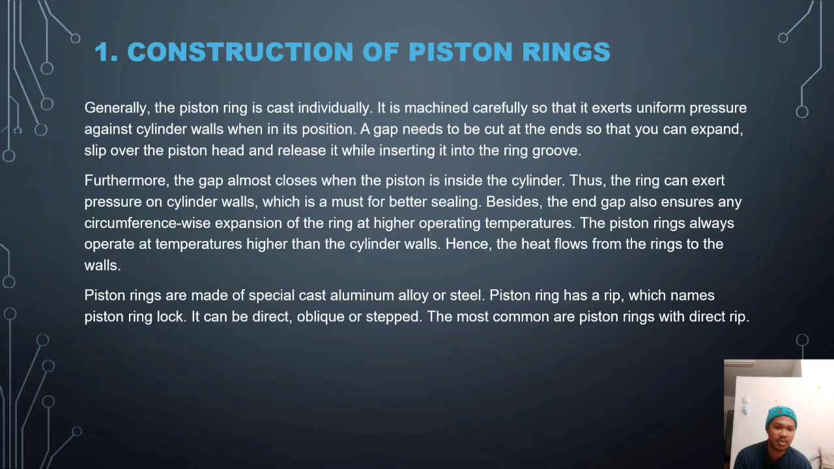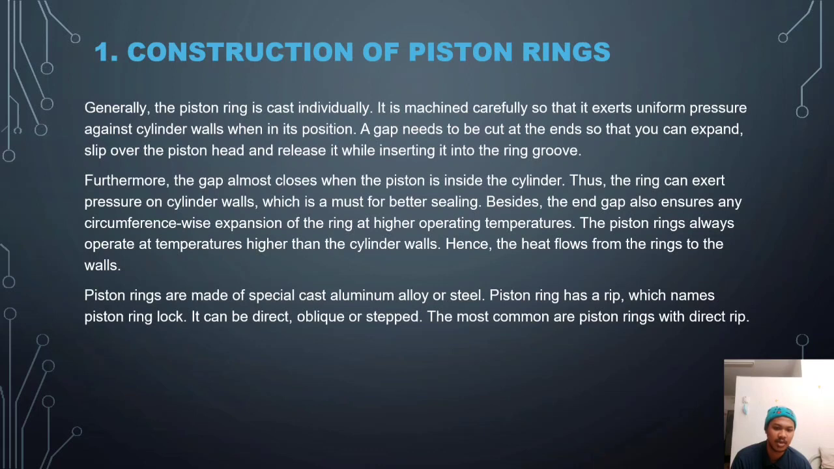Furthermore, the gap almost closes when the piston is inside the cylinder. Thus, the ring can exert pressure on the cylinder walls, which is a must for better sealing. Besides, the end gap also ensures circumference-wise expansion of the ring at higher operating temperatures. The piston ring always operates at a temperature higher than the cylinder wall. Hence, the heat flows from the ring to the walls.